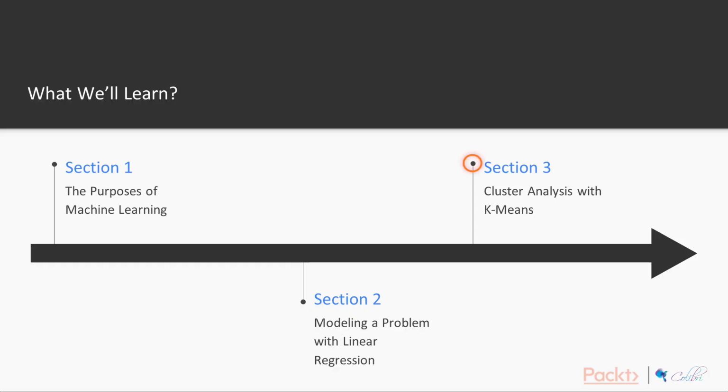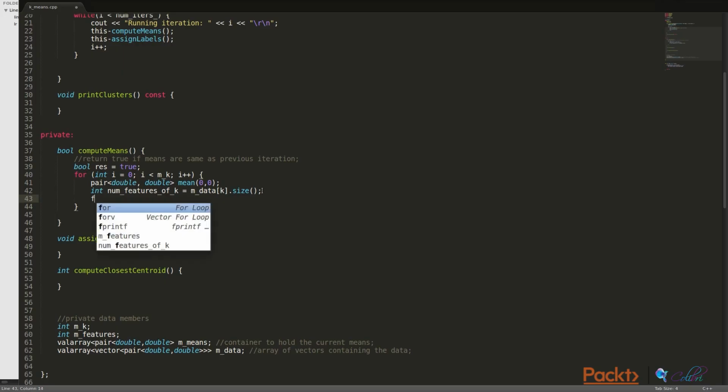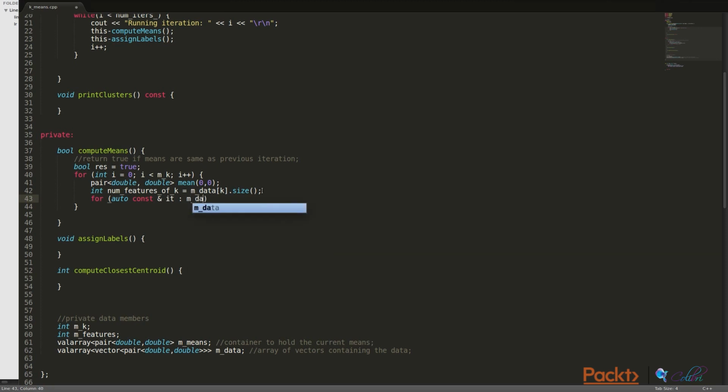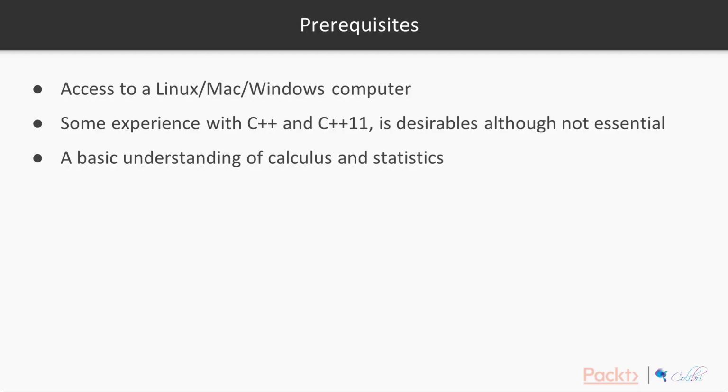So then the final section is cluster analysis with k-means, and clustering is effectively grouping the data into clusters or groups, so you can obtain similar patterns and also find the similarities in the data set. And we'll be going through the simple iterative algorithm, the k-means algorithm, about how we can obtain these clusters within the data set.